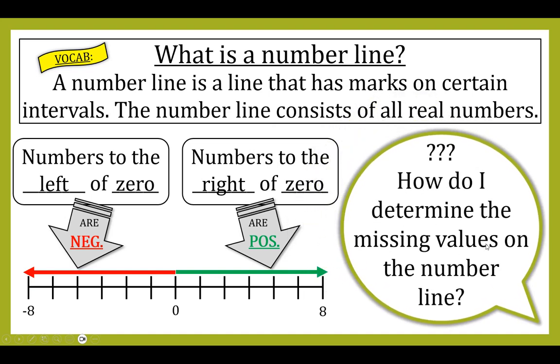So how do I determine the missing values on the number line? So if I look at this number line, I have missing values. I don't know what this is right here. I don't know what this is, or this one, or this one, or this one, but I have a value of 8 right here. I also know that this is -8. So I want to be able to fill in these values. I know it's not an interval of 1, because if I start at 0, it'd be 1, 2, 3, 4, 5, 6, but that's not 6, okay? So I'm going to show you how you can actually determine the value at this interval.